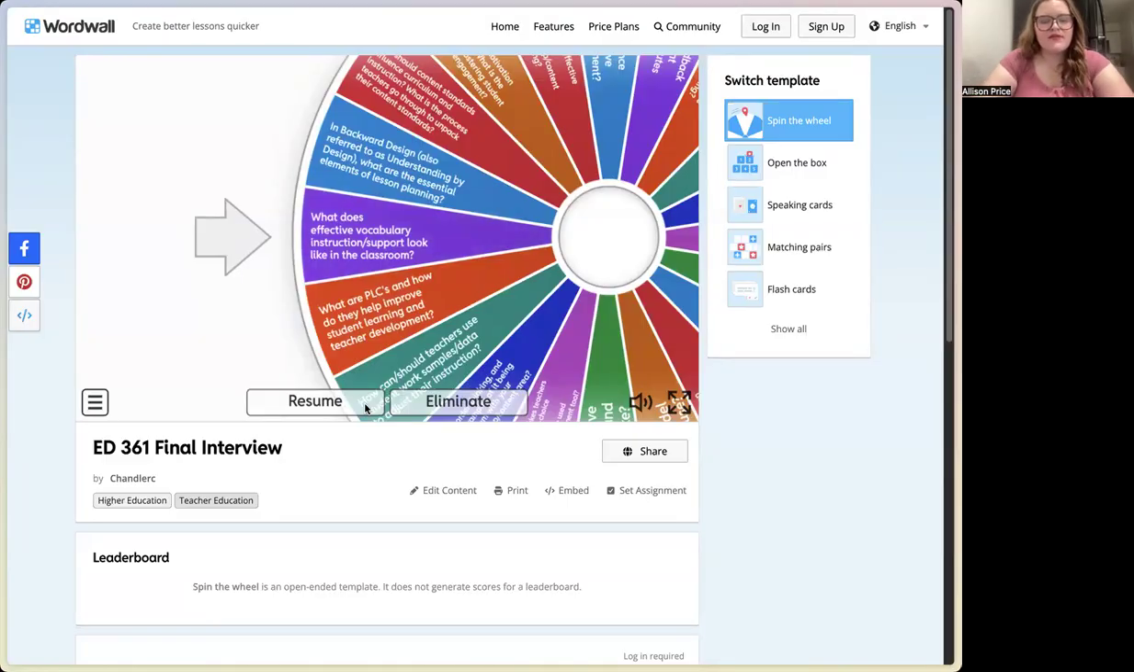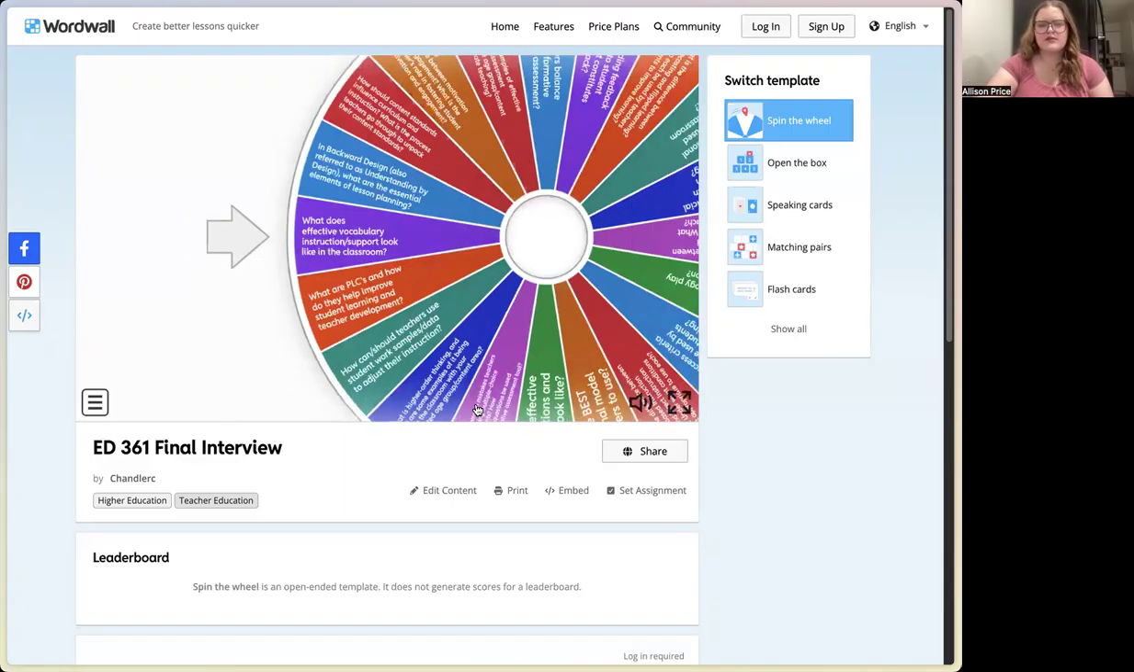What does effective vocabulary instruction support look like in the classroom? With this, you want to make sure that you're using vocabulary that the students know and understand. If they don't understand it, you're explaining it, giving them that background knowledge that will help them to fully understand the concepts. As we know, students forget occasionally, so making sure that they know and understand what that vocabulary is and how they can use it for the next part of the project.